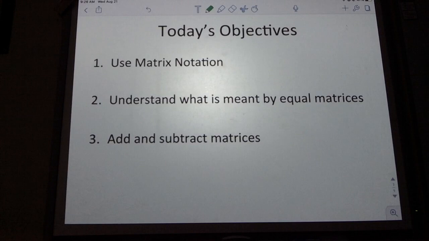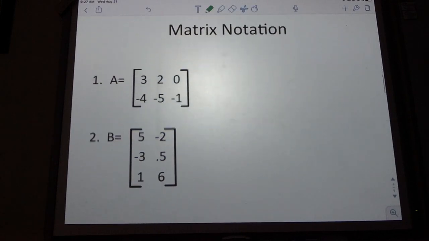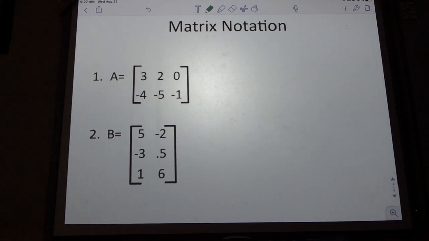Okay, so using matrix notation. Again, we talked about the word notation. That means the way that you write something. So we're going to write it in matrix form. Understand what is meant by equal matrices? What does equal mean? The same. Okay, so they might not be the same numbers, but they're equal to each other in value, and we'll explain that too. This is matrix notation. All I want you to tell me is what is the order of the matrix. What size is this matrix? 2 by 3. Good. So there's 2 rows and 3 columns. What about the next one? 3 by 2. Okay, 3 rows and 2 columns.